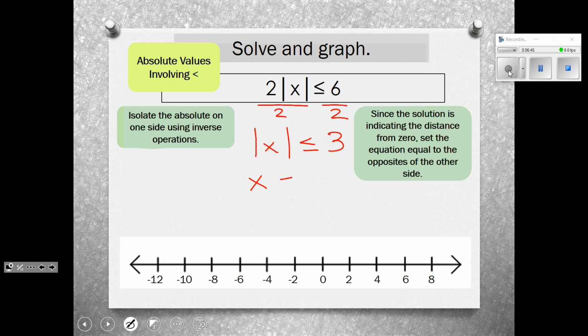First, I write x is less than or equal to 3. Then to write my second equation, I'm going to write it on this side with the opposite integer. X is already by itself. I've already finished. I know the range is from negative 3 to 3 with a filled in dot. So from negative 3 to 3, and it is an "and."